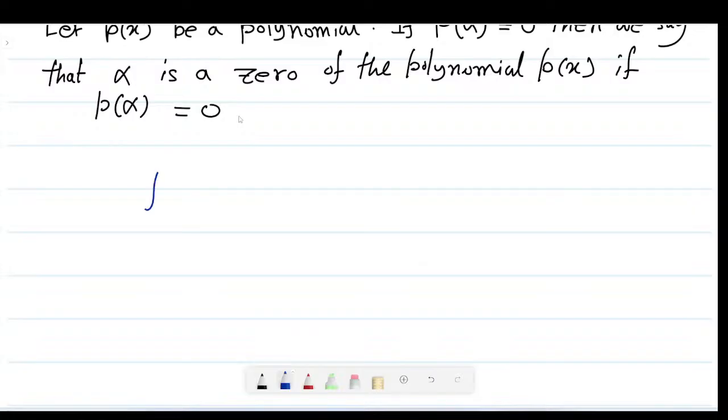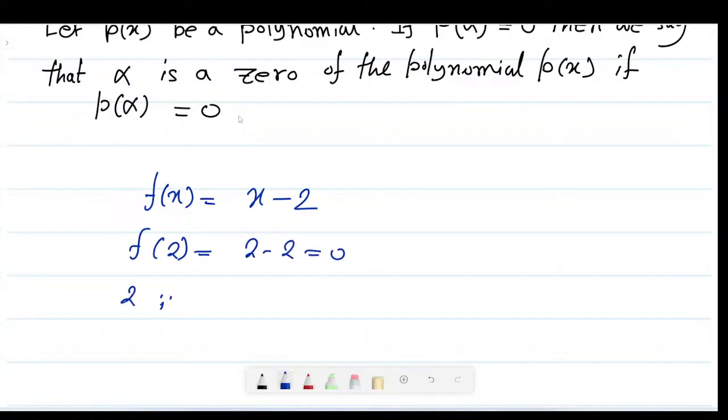So if I have a polynomial f of x as x minus 2, then f of 2 will be 2 minus 2, that will be 0. So 2 is a zero of f of x, right?